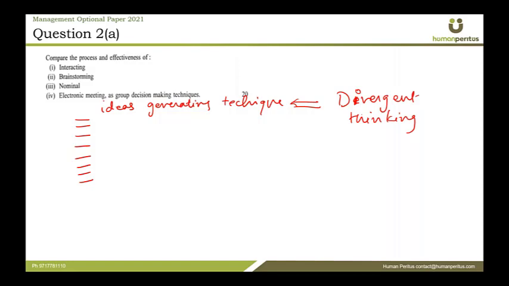Why divergent? Because in brainstorming sessions, individuals are encouraged to come up with any possible idea, as bizarre as it could get. So we do not screen ideas in brainstorming sessions. It is very specifically an idea generating session where you have to come up with all sorts of ideas without thinking whether this idea is practical or not, rational or not, feasible or not. All you have to do is divergent thinking, come up with as many ideas as possible.